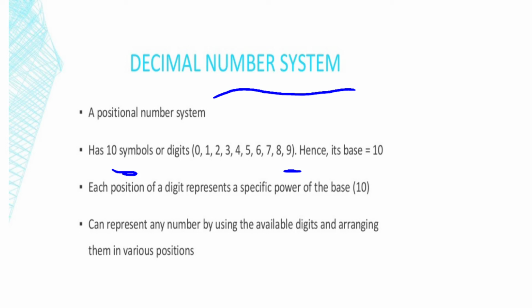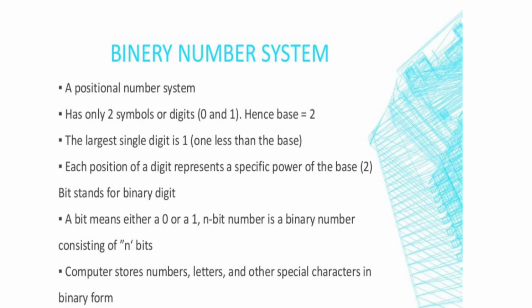A user can form any numbers using these 10 numbers. That is what the last line says. By arranging the numbers into various positions, you can get a list of any possible numbers. Let us see what the next number system says.